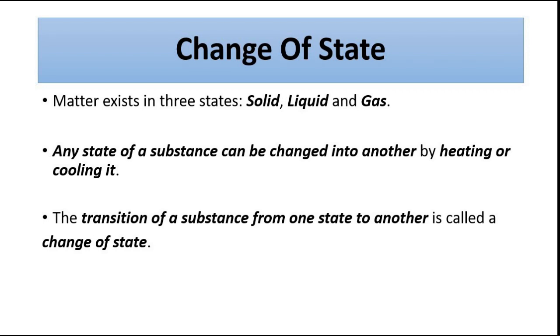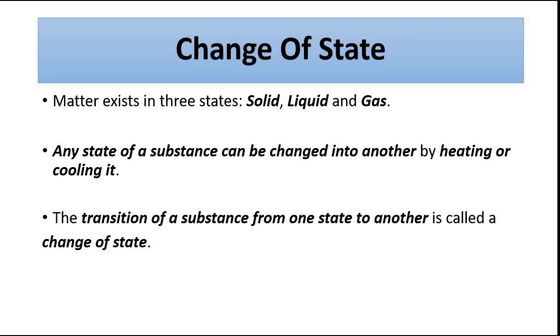Now we all know that every substance, every object, exists in one of three states: solid, liquid, and gas or vapor state. Any of these three states can be interchanged, one state into another, and we can do it by either heating or cooling. So this transition of a substance from one state to another is called change of state.